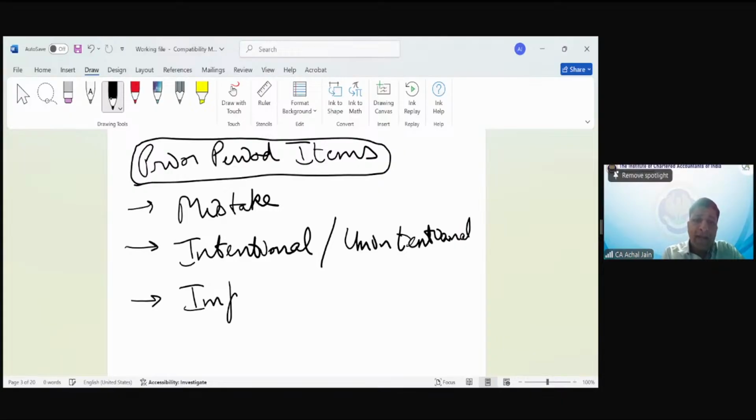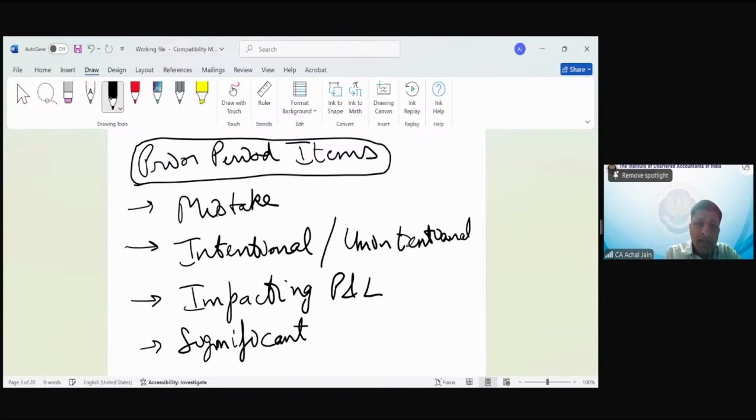Third, this is impacting the P&L. Fourth, the amount should also be significant. So it's not about an error for rupees 100 or rupees 200, we are not talking about that. Once you have these criteria fulfilled, this is what you call prior period items.